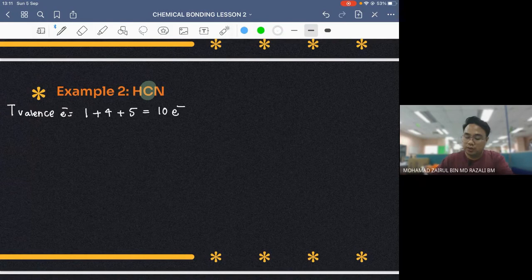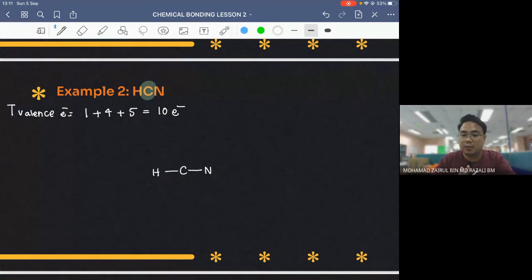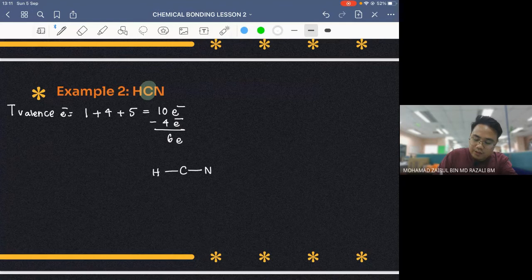Okay, so we draw the approximate shape of the molecule. Okay, and then we draw a single bond between the terminal and also the central atom. So you already drew 2 lines, that means kita dah guna 4 electrons. So minus 4 electrons, so we have a remainder of 6.